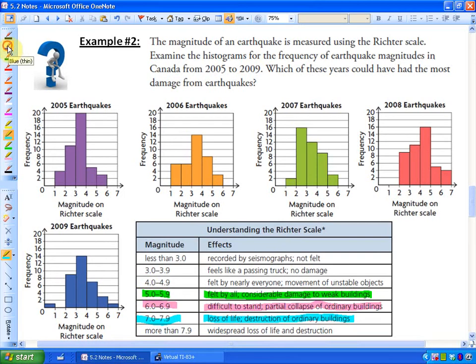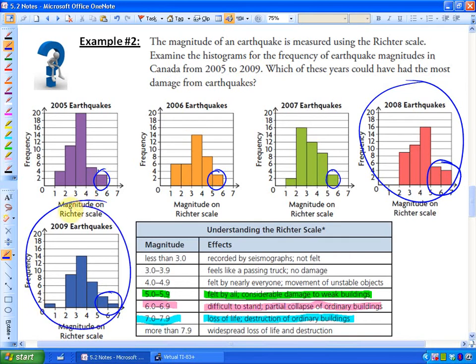So which years had the most greater than 5 roughly? So you'll see right here, there's a lot of earthquakes above 5. There's not too many in 2005, there's a few, in 2006 there's a few, 2007 there's a few, 2008 there was plenty, and in 2009 we had 3 between 5 and 6 and 1 between 6 and 7. So those are probably our top 2 years as far as damage made by earthquake.